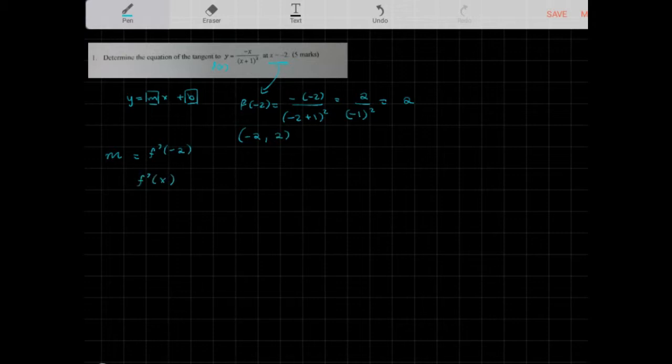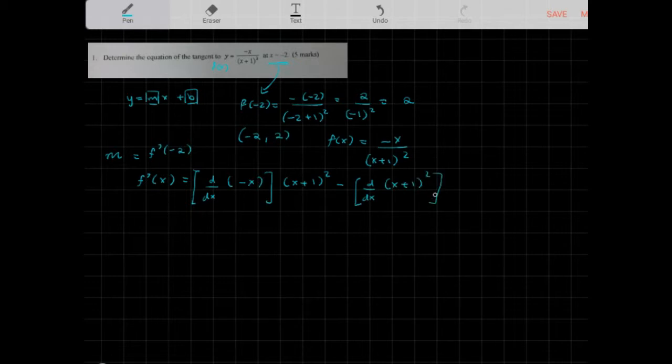So f'(x) here, we know that f(x) is equal to -x/(x+1)^2. To find f'(x), I'm going to be using the quotient rule. So I'm going to do the derivative of negative x, so the derivative of the numerator times the denominator, (x+1)^2, minus the derivative of the denominator times the numerator, -x. I'm going to put this over the denominator squared, so (x+1)^2 squared, which gives you (x+1)^4.